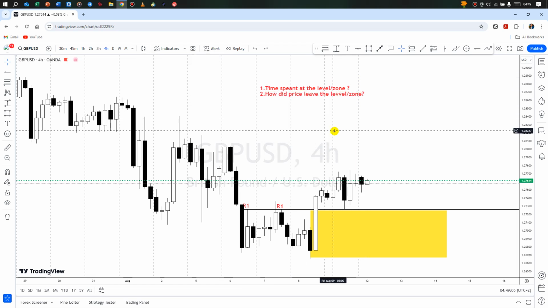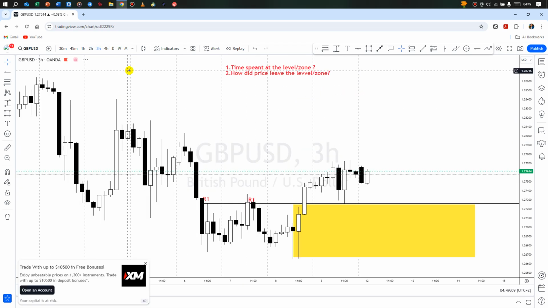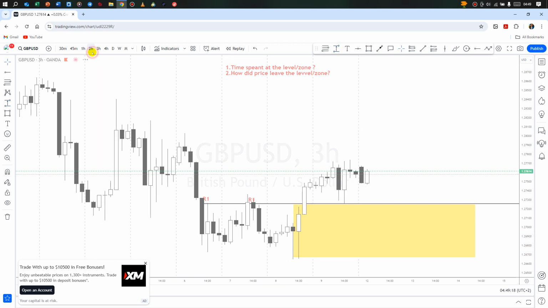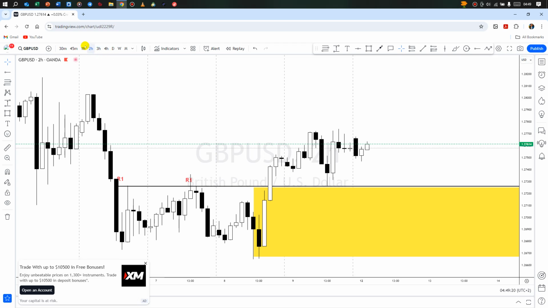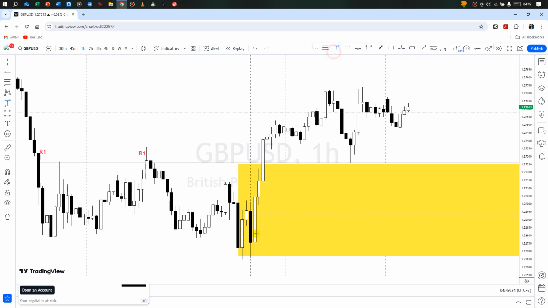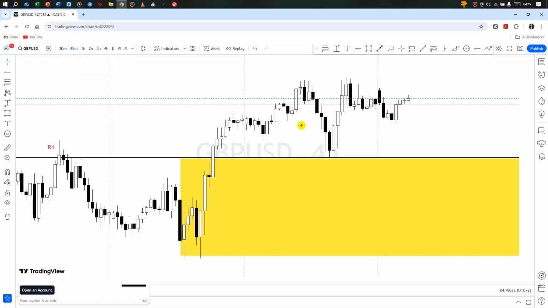So the first one that we look at is time spent at the level, right? Let us keep refining our zone in the smaller time frame till we get a low risk and high reward zone, right? You can see this one, it's still exceeding 20 pips. Let us keep refining. Even this one, it's still exceeding 20 pips. We cannot pick it as our zone.